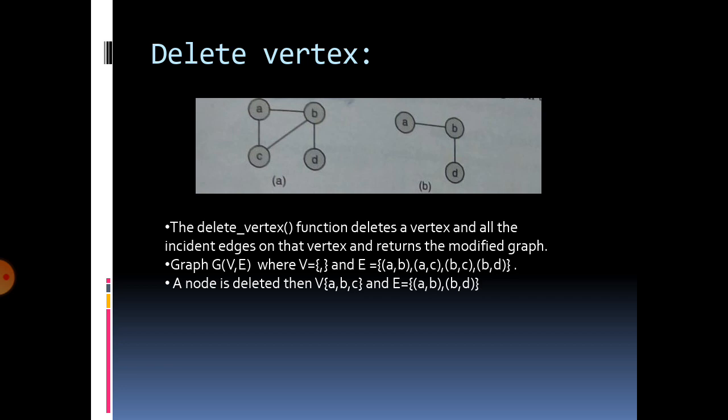Whatever edges are connected to C with the remaining vertices are removed. So if a vertex is removed, the edges also will be removed, that is, deleted. So the resultant graph has 3 vertices and 2 edges. Those edges are AB and BD.